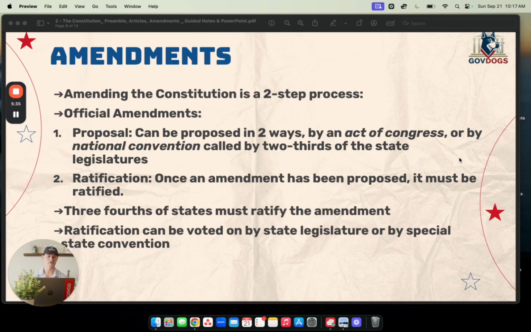And now ratification. Once an amendment has been proposed, it must be ratified. How does this happen? 3/4 of the states must ratify the amendment. Ratification can be voted on by state legislature or by special state convention. A lot of times the state legislature will vote on it. So the amendment gets proposed, it gets sent out to all 50 states. Inside of the state legislature, the state legislative branch, they decide whether or not to approve it. If 75% approve, it becomes an amendment.